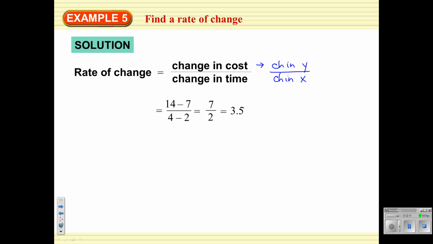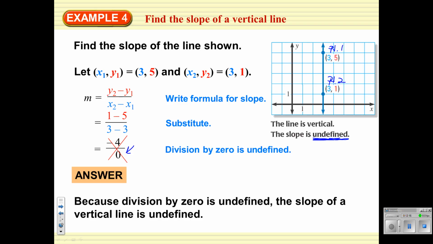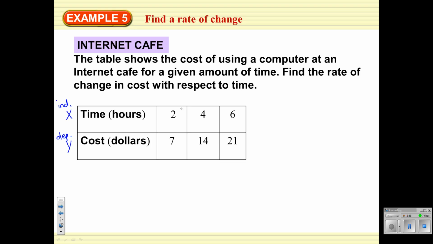So what they have here, let's go back to the table and look. And I just want to show you something. Right here, sorry, too far back. Right here, let's look at how this changes. So my x increases by 2 each time. What happens to my y? My y increases by what? By 7 each time. Okay? So my change in y is 7, and my change in x is 2. So there is my rate of change. So it's $7 for every 2 hours.